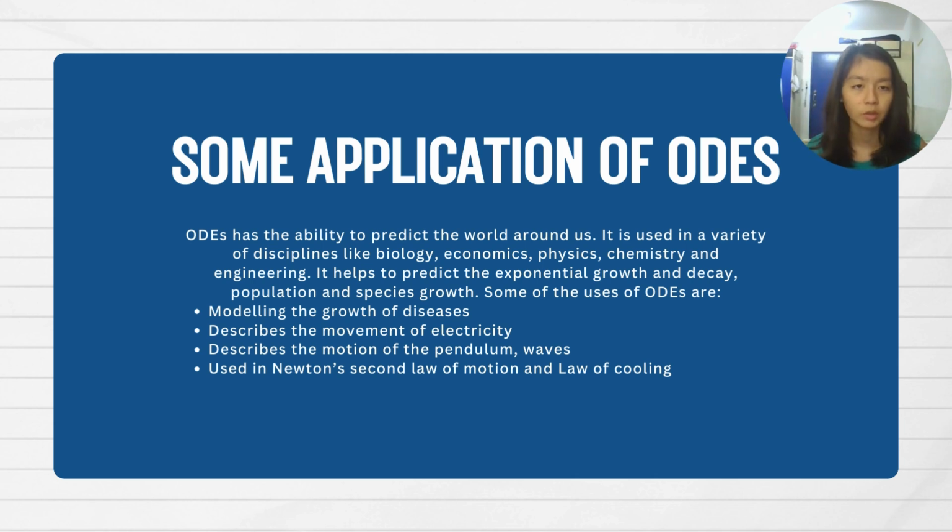Differential equations appear in a wide range of problems in physics and science. They are used to model many of the phenomena that occur around us, and we need to solve differential equations to analyze those phenomena. Some simple examples of modeling using differential equations include the modeling of the growth of diseases, describing the movement of electricity, describing the motion of a pendulum or waves, and it is also used in Newton's second law of motion and the law of cooling.